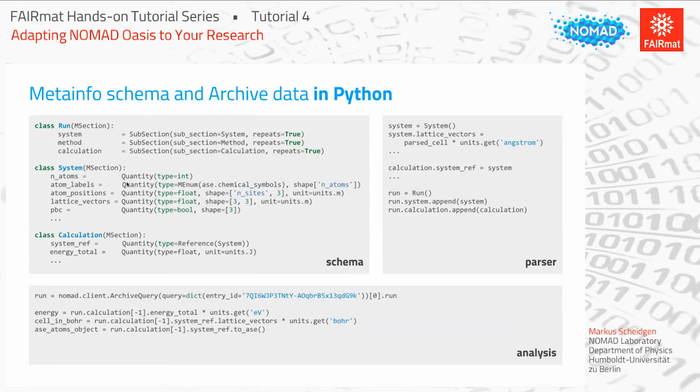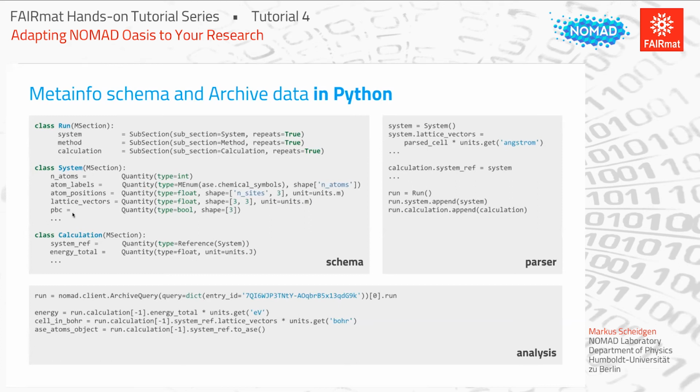And in the section system, for example, we define lots of quantities where you say, okay, I have atom labels. Like these atom labels, they are strings from an enum, so they're taken from a list of available chemical symbols, right? And then they have a shape, and the shape is the length of the number of atoms that are set here as an integer, and so on and so forth. You can use your imagination here. You can use these simple functions to create your own schema.